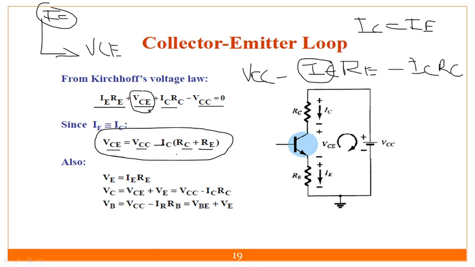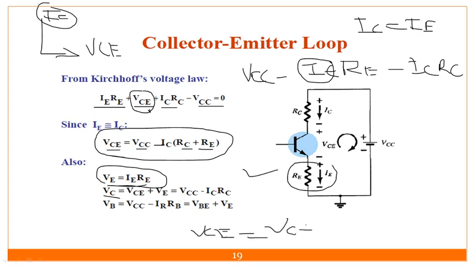Then the double subscript notation. How to write down the double subscript notation? From this one, VE is equal to what? VE is nothing but the drop across this, that is IE and RE. From this I will get VE is equal to IE RE. Then VC is equal to what? How do we calculate this? VCE is equal to what?